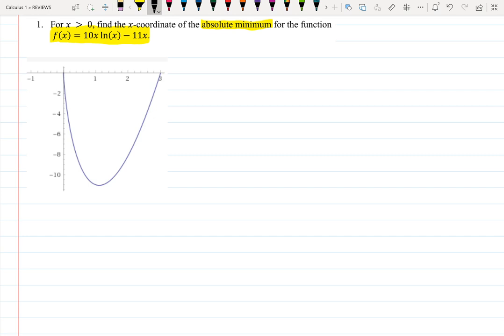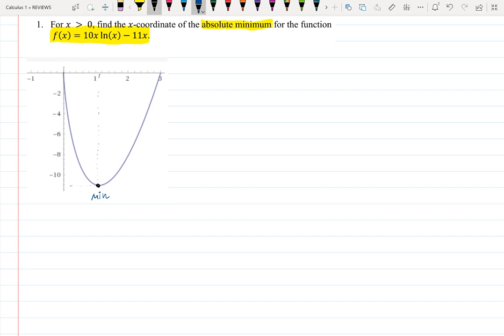For you, I already plotted the graph for this function. This is a logarithmic function: 10x times ln x minus 11x. As you can see, indeed, it has some kind of minimum over here, and it seems like it is a global minimum, but we need to justify that and also find the location of this point. In this case, we only ask to find the x-coordinate.